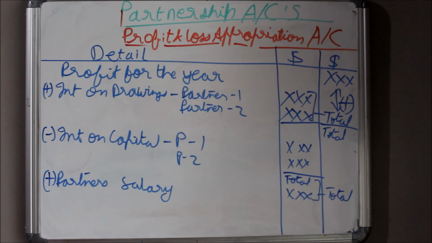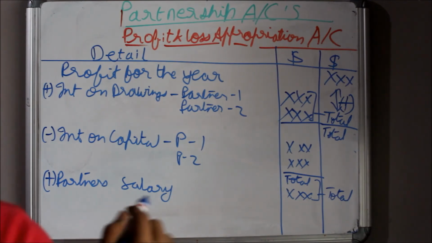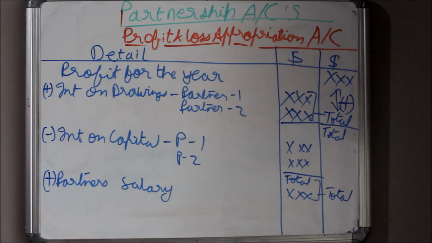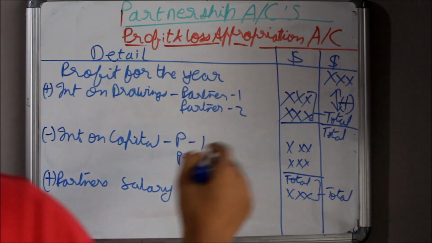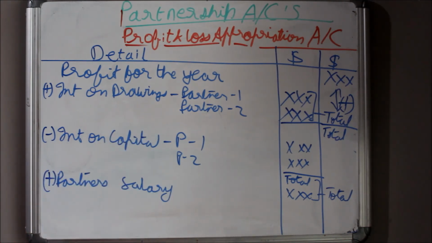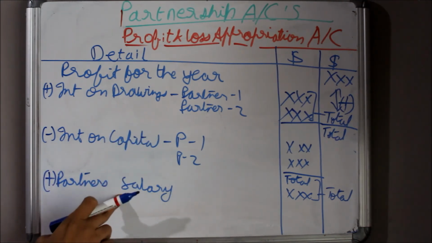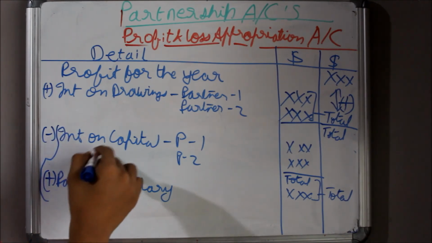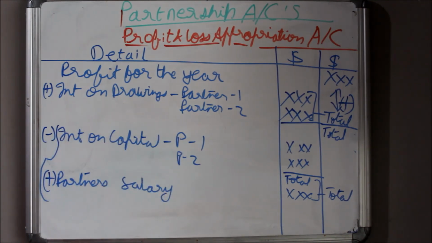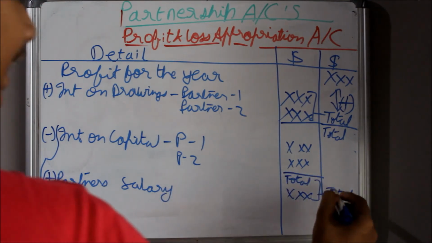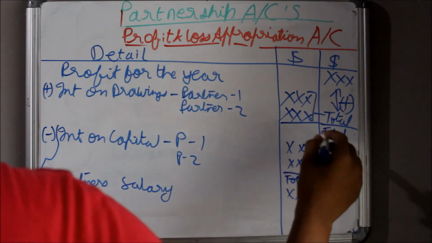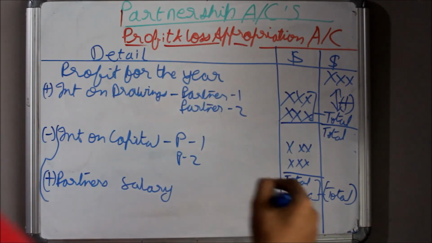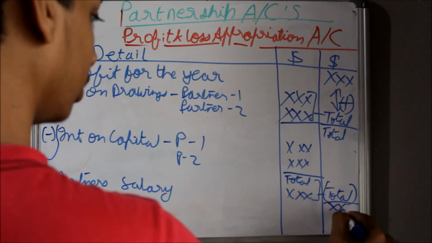And you're going to subtract this total, the addition of interest on capital and partner's salary. So this minus applies to both of them. If you add the interest on capital of both partners, plus the partner's salary, that total has to be subtracted from the profit for the year and interest on drawings total. Now when you subtract it, it will give you a particular amount.